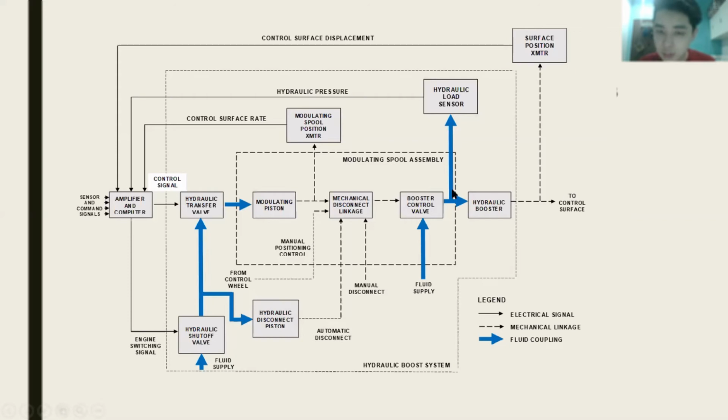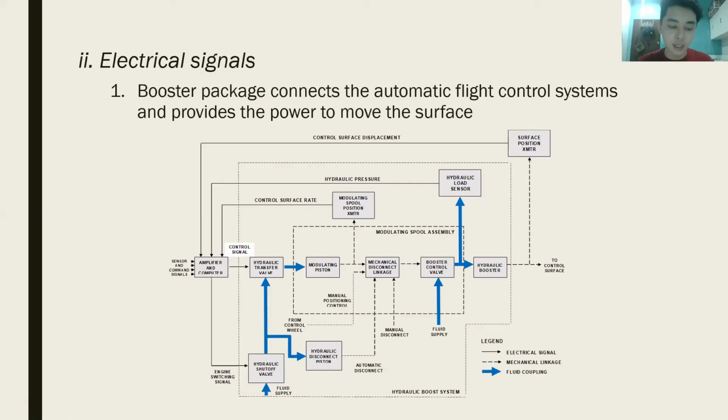Next, when it moves up to here, the hydraulic load sensor detects and calculates the amount of pressure the automatic flight control system is applying to the control surface. This is to allow the pilot to properly trim the aircraft before disengaging the flight control system. The trimming procedure is very important to keep the stability of the aircraft. That's why it's very important.